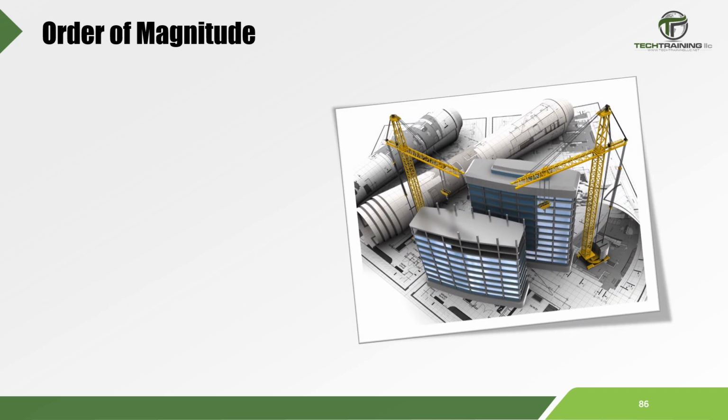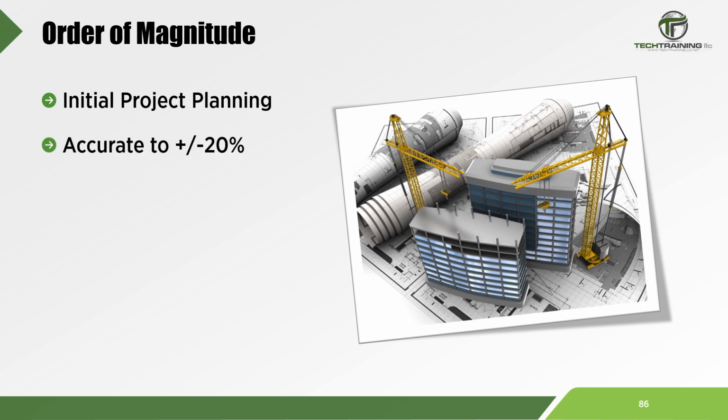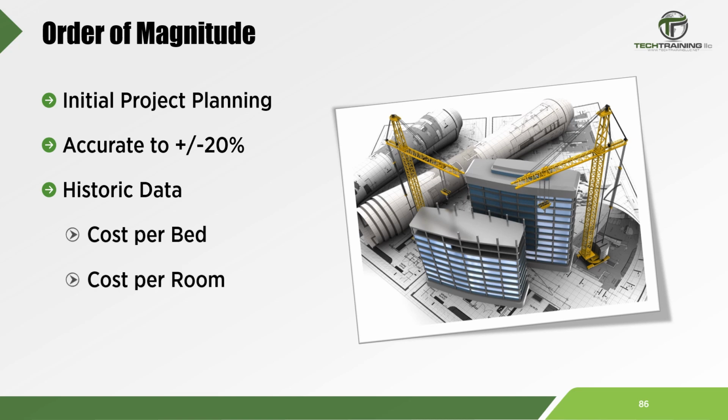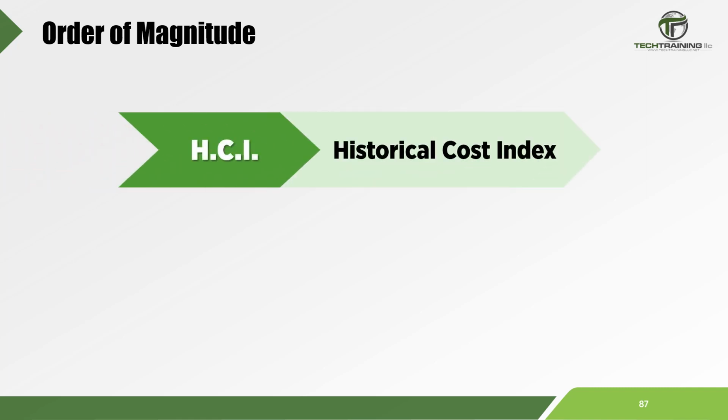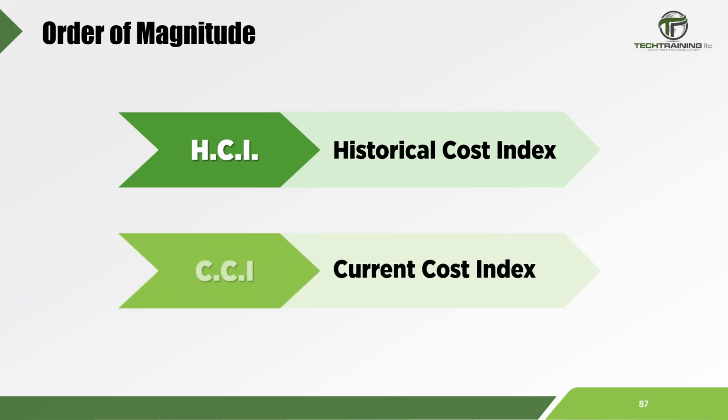The cost established from this type of estimate is normally used in the initial project planning stage. The number which is derived is normally accurate within plus or minus 20%. The price is derived from historical data, and in many cases is based on the cost per bed, cost per room, or some other variation depending upon the project. To perform this type of estimate, indexes are required. A historical index, or HCI, is a reference point to costs in the past. A current cost index, or CCI, is a reference to present costs.